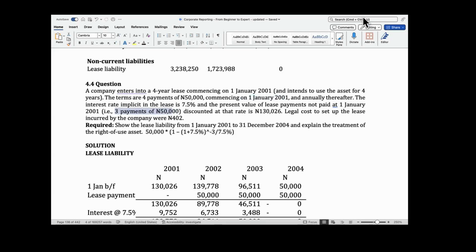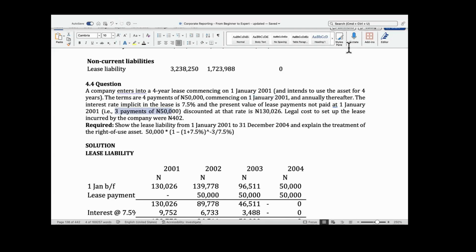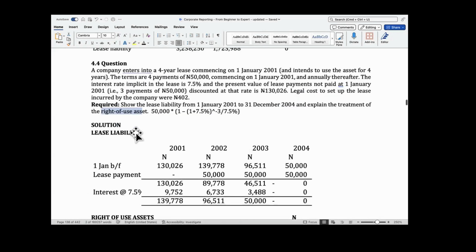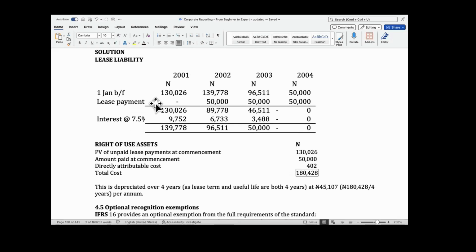So these were discounted at the rate of, using the discount rate. So the present value is 130.06. We're given the legal cost to set up the lease, and that legal cost is 402. So we're now asked to determine the lease liability and also determine the treatment of the right of use asset. So again, the lease liability, the same principle. At the beginning, they already gave us the PV of the lease rentals as 130.026.